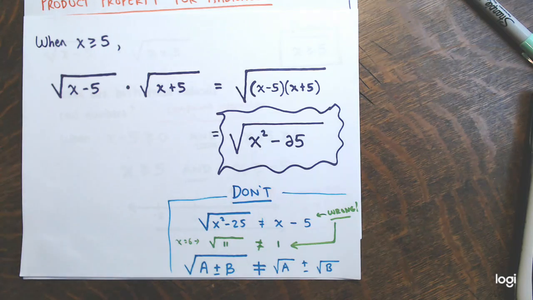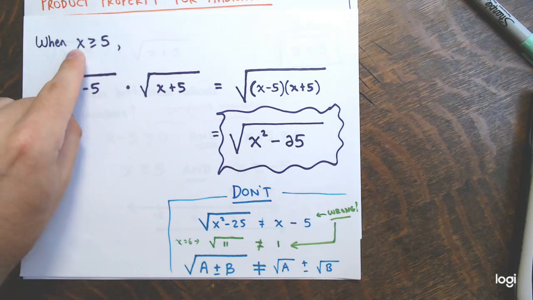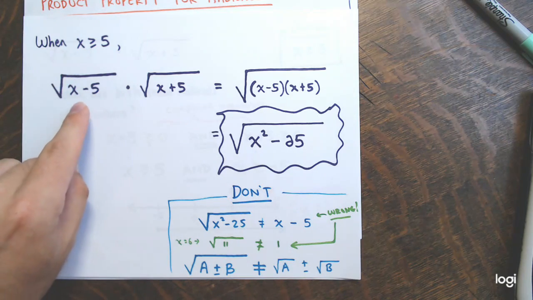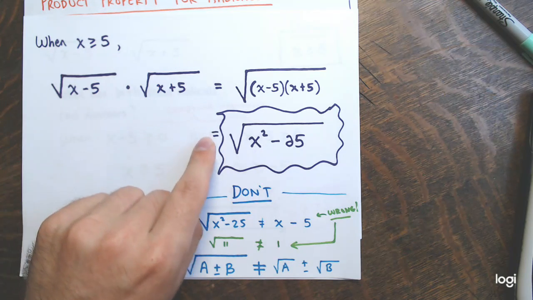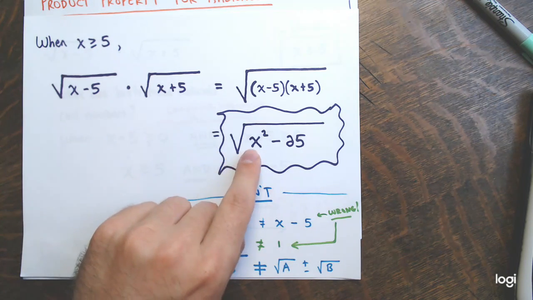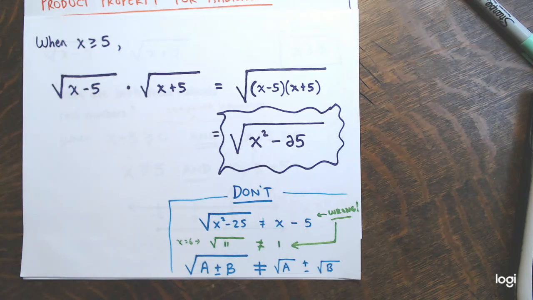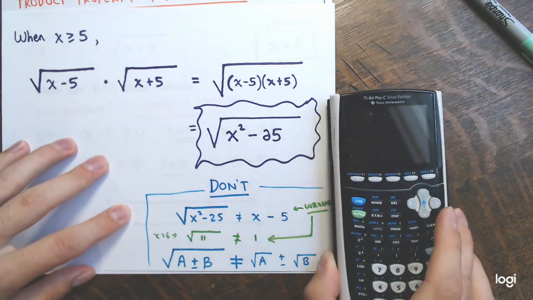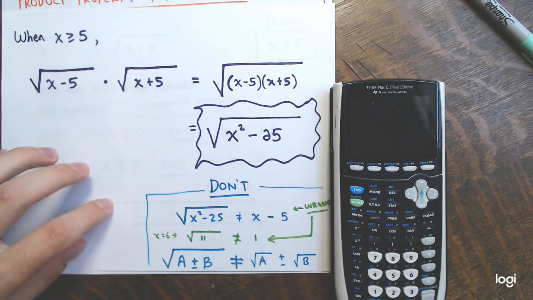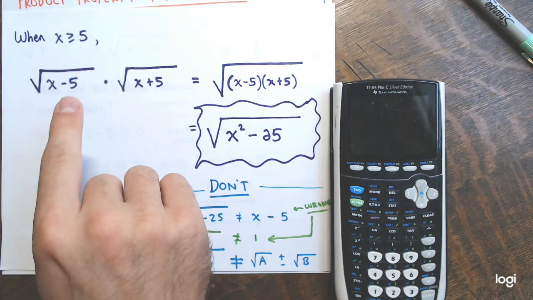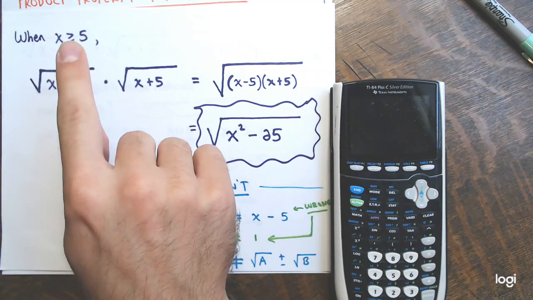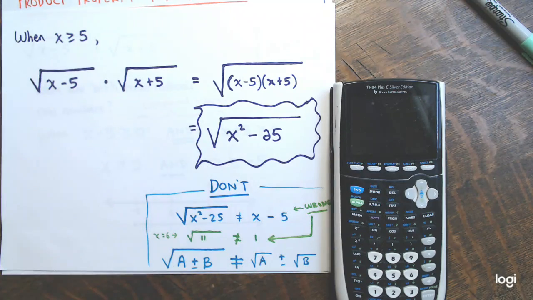Okay, so let's check this out. We're saying, when x is a number greater than or equal to 5, the square root of x minus 5 times the square root of x plus 5 will be equal to the square root of x squared minus 25. Let's test that out with a couple values. I'm just going to pick one, and you can pick whatever you want. I need x to be a number greater than or equal to 5, so both of these radicals are real. How about 9? I'll just let x be 9.